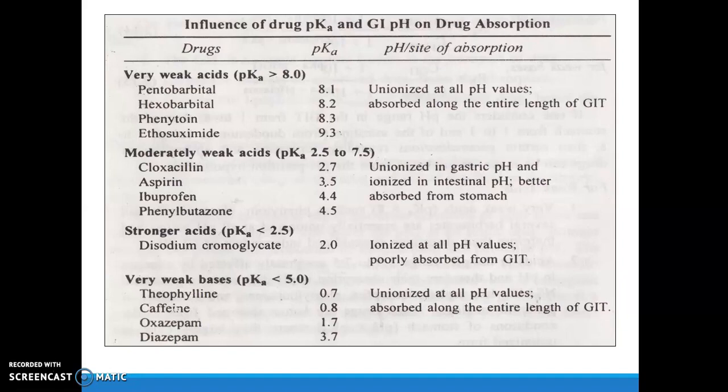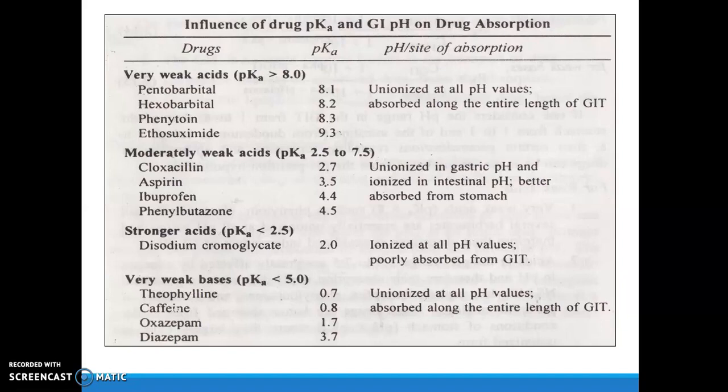A few more examples you can see: phenobarbital, hexobarbital, they will be unionized at all pH values and absorbed throughout the GI tract because they are very weak acids, pKa is more than 8. Moderate weak acids like aspirin, ibuprofen, phenylbutazone will be unionized at the gastric pH and ionized in the intestinal pH, so they will get better absorbed from the stomach.